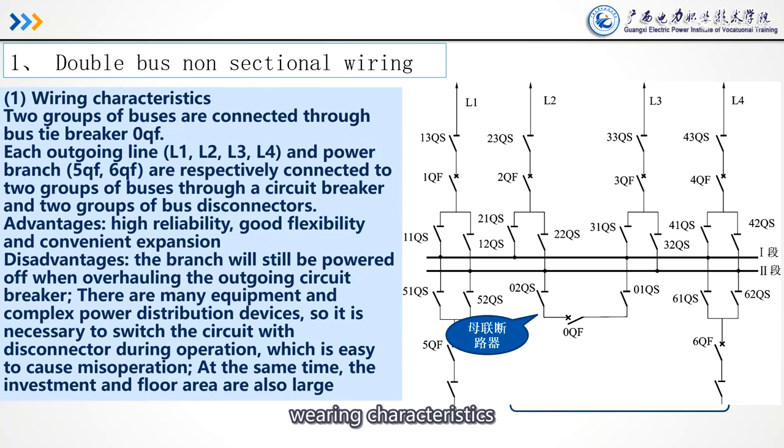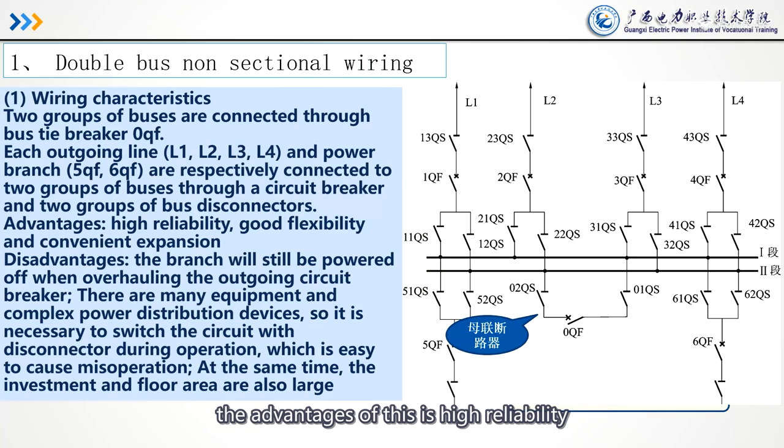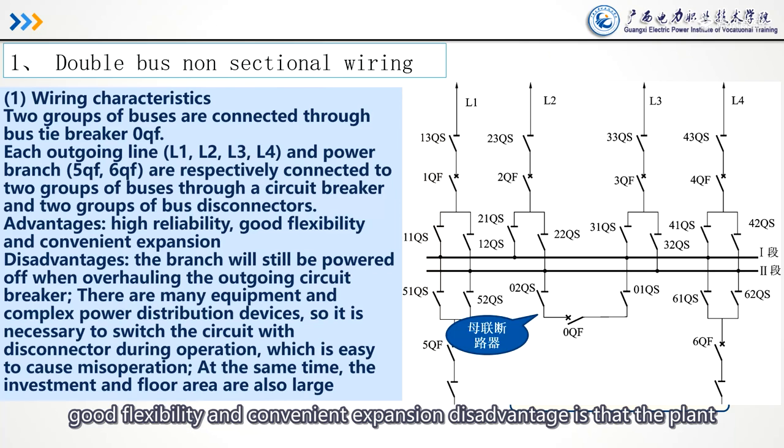Wiring characteristics: two groups of buses are connected through the bus tie breaker 0QF. Each outgoing line L1, L2, L3, L4 and power branch 5QF, 6QF are respectively connected to the two groups of buses through a circuit breaker and two groups of bus disconnectors. The advantages of this are high reliability, good flexibility, and convenient expansion.